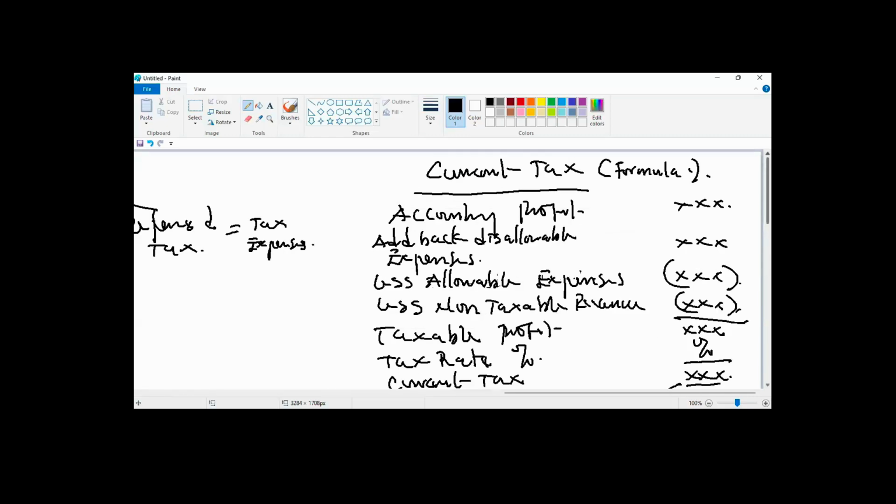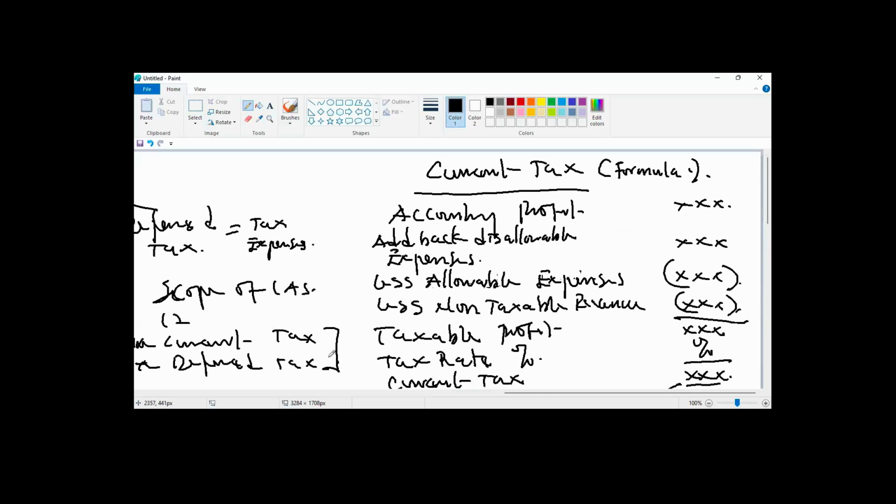Don't forget we said the scope of IAS 12. The scope of IAS 12 is on two things: current tax and the deferred tax. These are the two scopes of IAS 12. Now let's move to the deferred tax, which we are going to kickstart the lecture with. If you know deferred tax, current tax is a walkover.